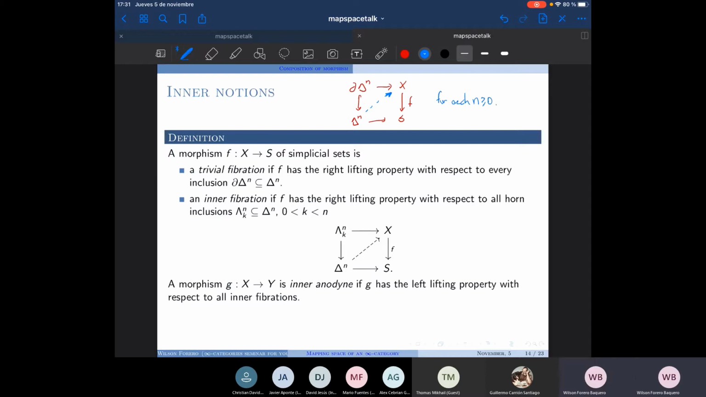Now, what is an inner fibration? If f has the right lifting property with respect to all inner horn inclusions. In other words, this diagram. Now, another notion is inner anodyne. A morphism g is inner anodyne if g has the left lifting property with respect to all inner fibrations. Okay, so this is just terminology, some constructions we need.